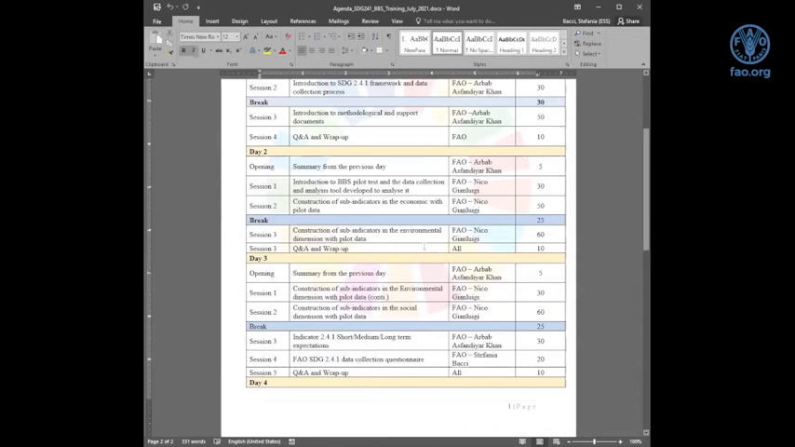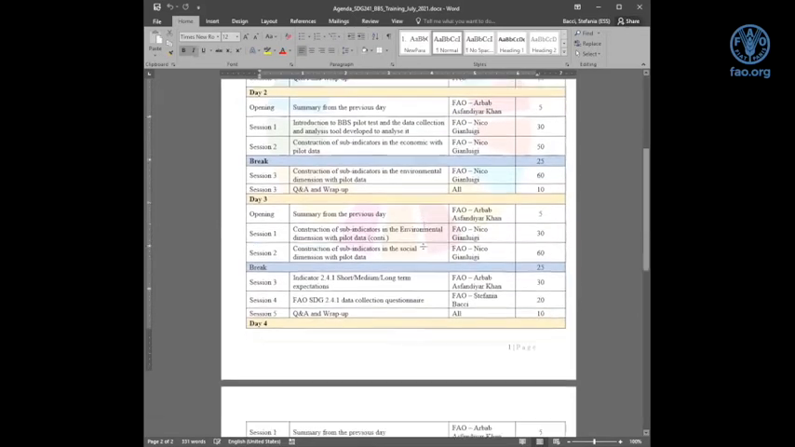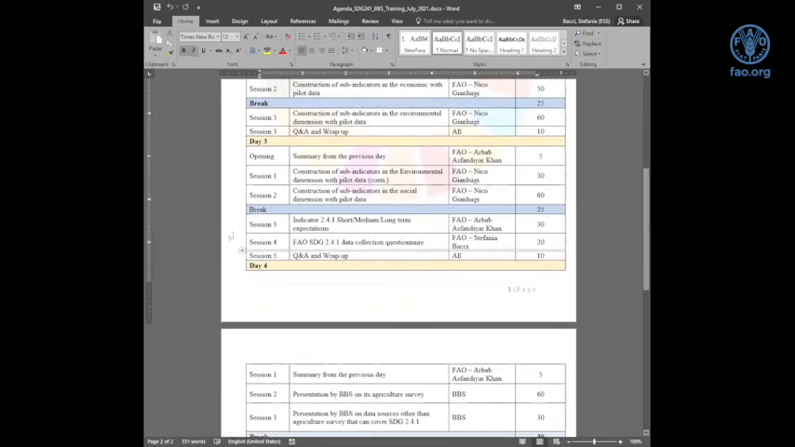Tomorrow and the day after tomorrow, we will be working with Gianluigi Nico that Espandiar already presented. And he will introduce some exercises and some analysis through the STEDA. And everything will be based on your pilot test data. So again, Gianluigi will go through all the three dimensions and we'll go through one by one all the 11 sub-indicators. Then at the end of the 3rd day, we will be having a presentation from Espandiar showing the short, the medium, and the long-term expectation that we have.